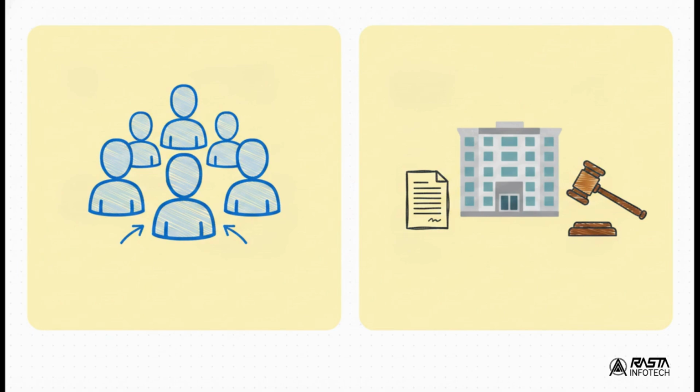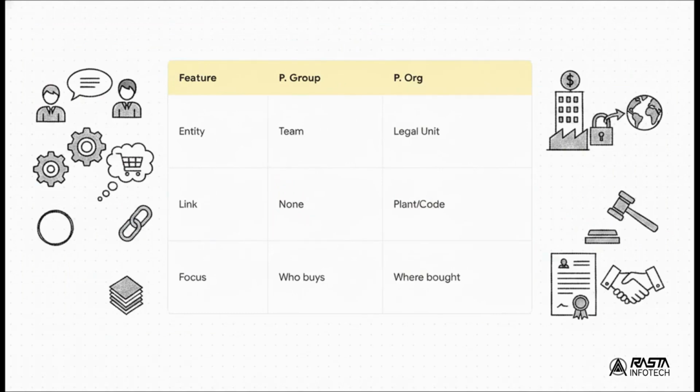The group is the actual person or team doing the daily grind, and the organization is the legal framework they're operating within. Let's break this down even further, side by side. The purchasing group, again, represents the team. It is completely independent of a plant. Its primary focus is on who buys, and it's heavily utilized in your daily documents and reporting.